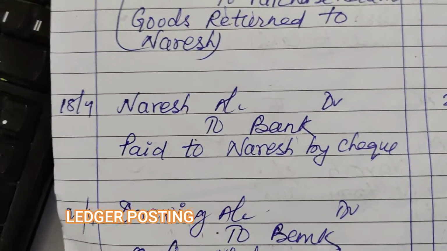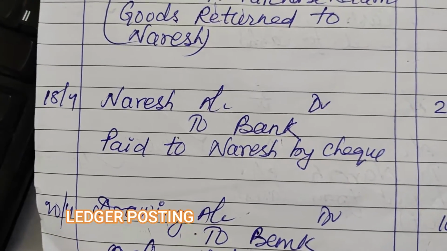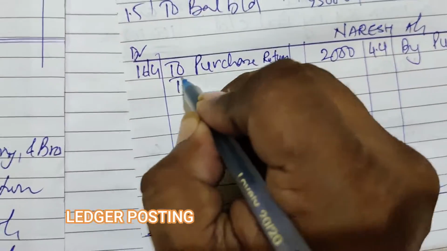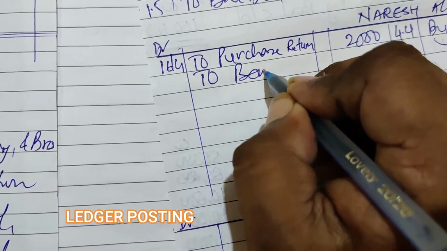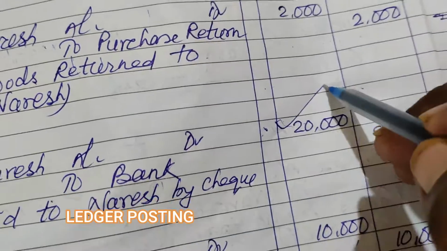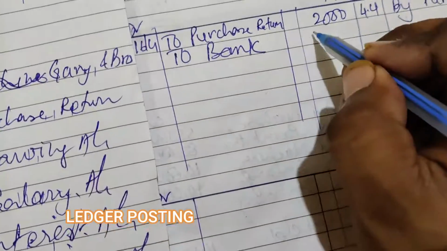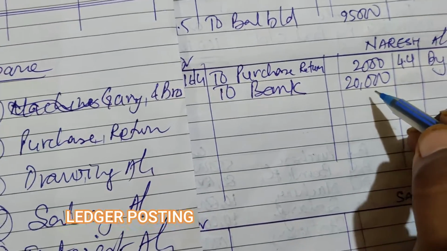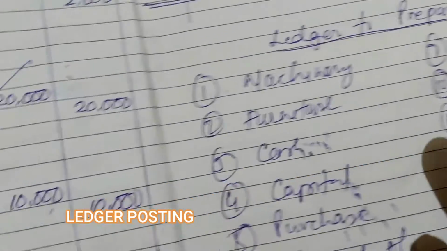Now next Naresh account, yes, 18th April, Naresh account debited to bank. How much amount? The amount is 20,000. Let's take this amount also. Naresh account is debited 20,000. So any more Naresh transaction now?